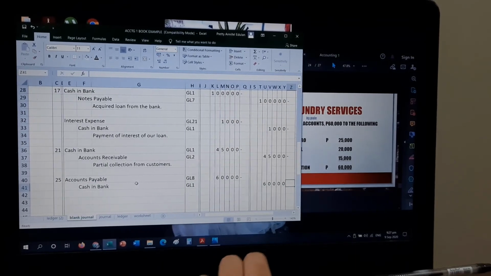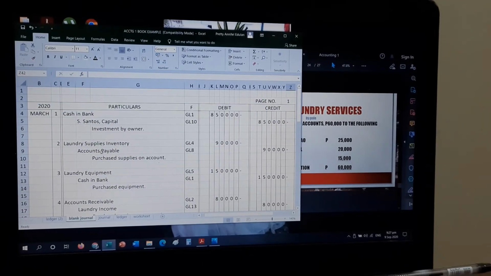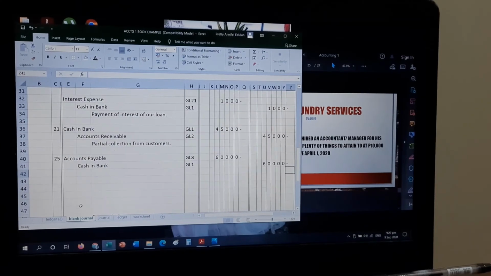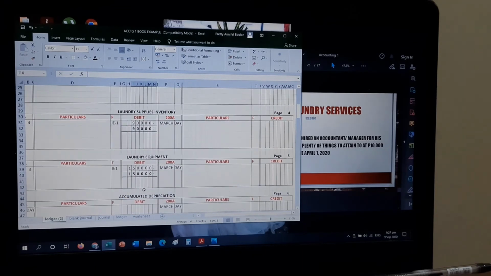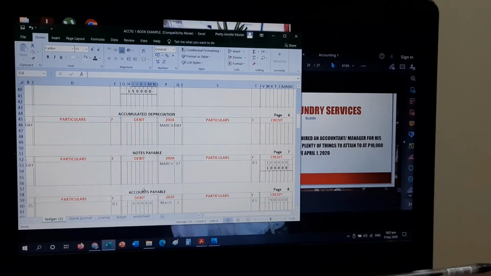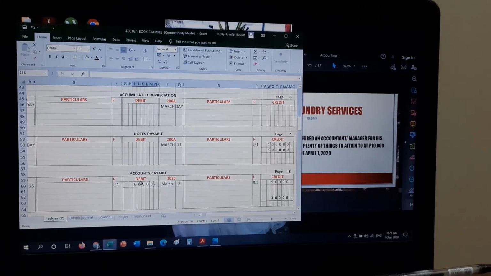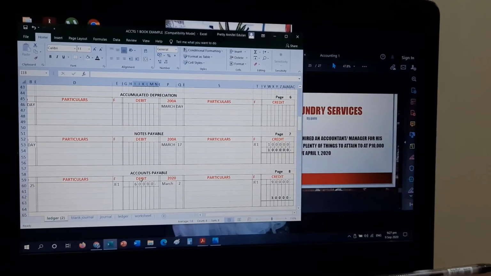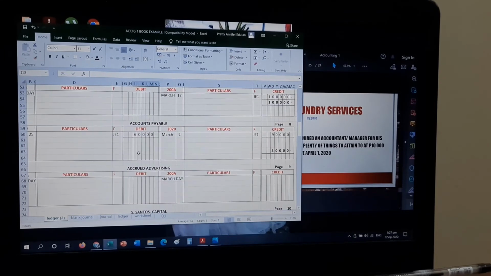60,000. So how much is your remaining balance? On March 2, you have 90,000. Then you paid 60,000. So you have a balance of 30,000. So let's try to look at your ledger. I have already discussed the ledger last week, but without the money column. In this case, we have already discussed also the money columns.